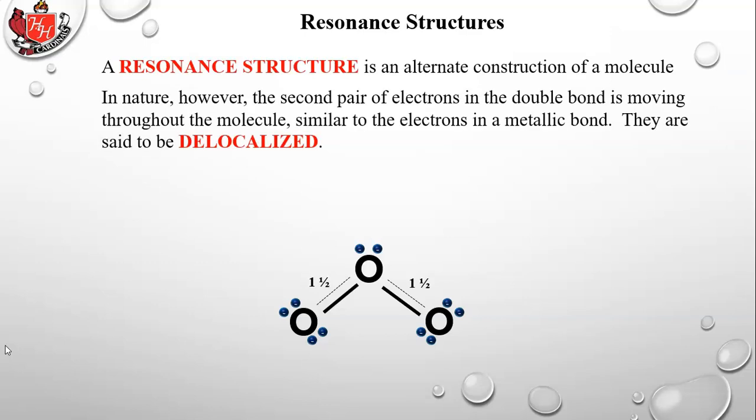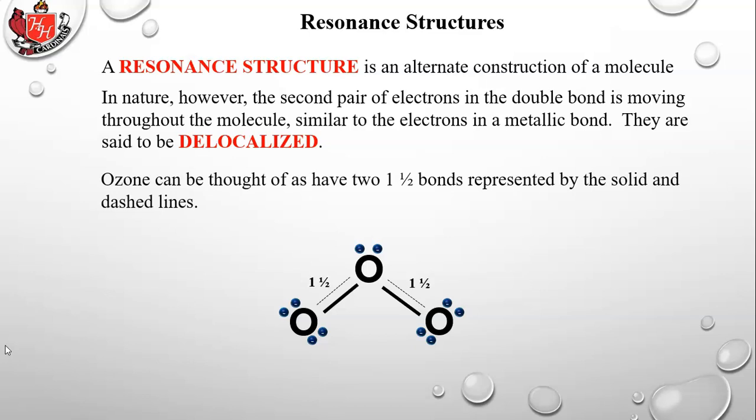A resonance structure is an alternate construction of a molecule. In nature, however, the second pair of electrons in the double bond is moving throughout the molecule. So remember that double line, that double bond, means you have two additional electrons. And in nature, they're actually going to move all throughout the molecule, not just stay on one side or the other. So this is similar to the electrons in a metallic bond, which fly all over the place and move around between the atoms. So they are said to be delocalized.